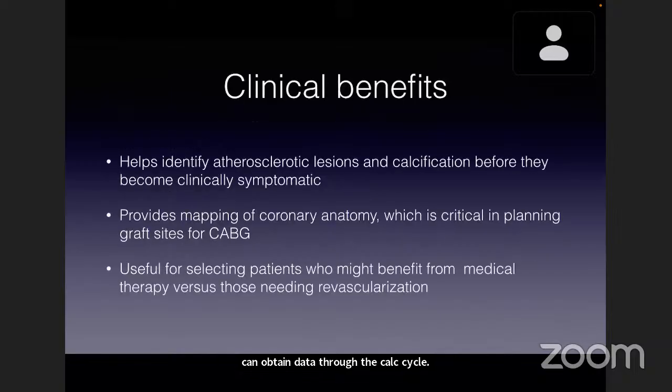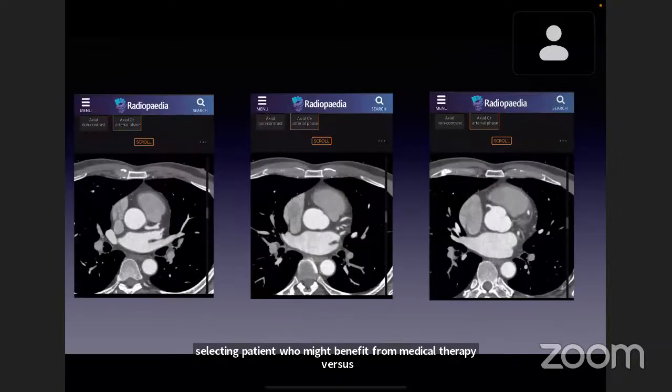Clinical benefit: it helps identify atherosclerotic lesions and calcification before they become clinically symptomatic, and provides mapping of coronary anatomy, which is critical for planning before CABG. It is useful for selecting patients who might benefit from medical therapy versus those who need revascularization.